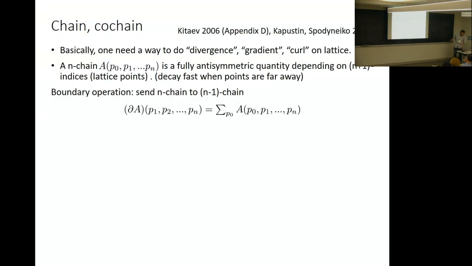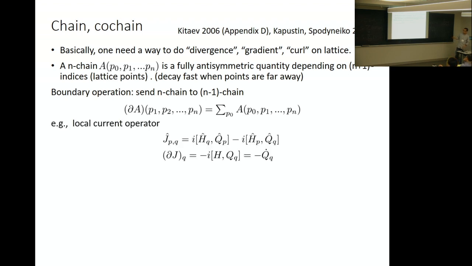So I don't think I have enough time. Maybe the point is, you can define this. This is from Anton's paper, actually. I learned all this from Anton's paper. So you can define the lattice scale local current operator, and this is a fully antisymmetric object, depending on these two sites. And these are called the chains, and there's this boundary operation of chains.